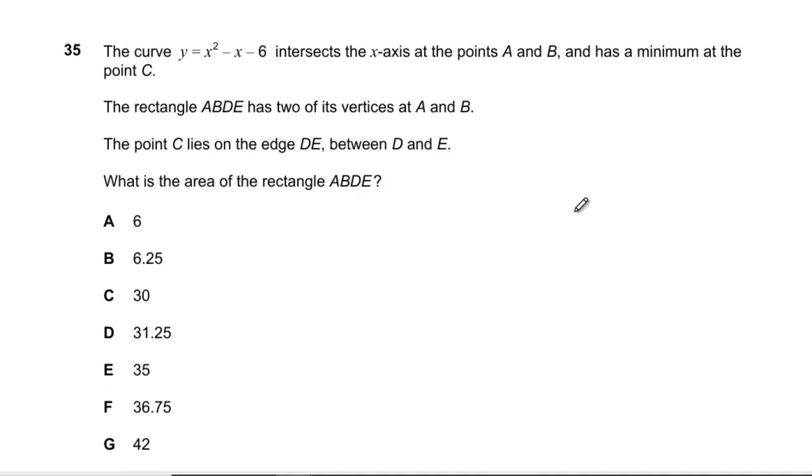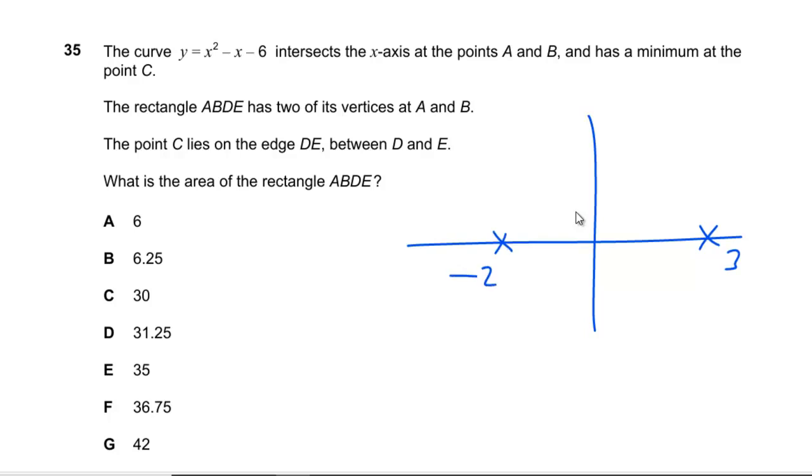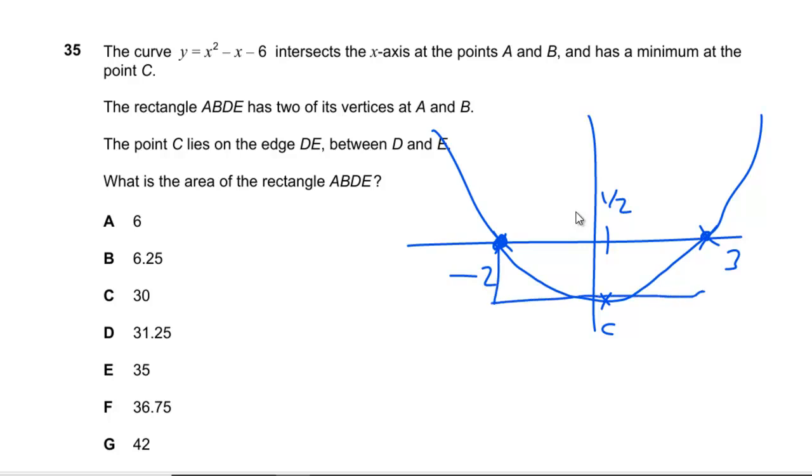35, the curve that intersects the x-axis at the points A and B, minimum at point C. Okay, looks like I'm drawing a rectangle on that. So that's going to have intersections at 3 and minus 2. We've got the point C at the minimum, which is going to be when x is a half. Okay, we've got the rectangle ABDE. It's got one vertex there, one vertex there. C is on the other edge between D and E. Okay, so we've got a rectangle that looks like that.